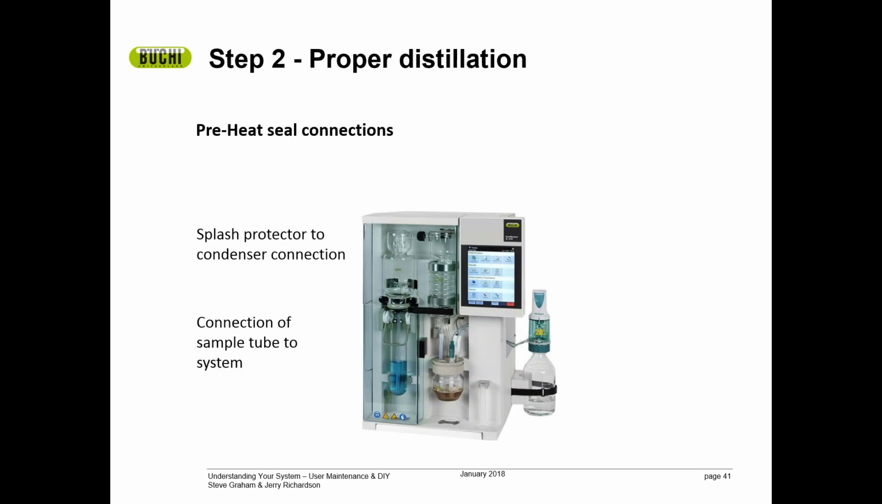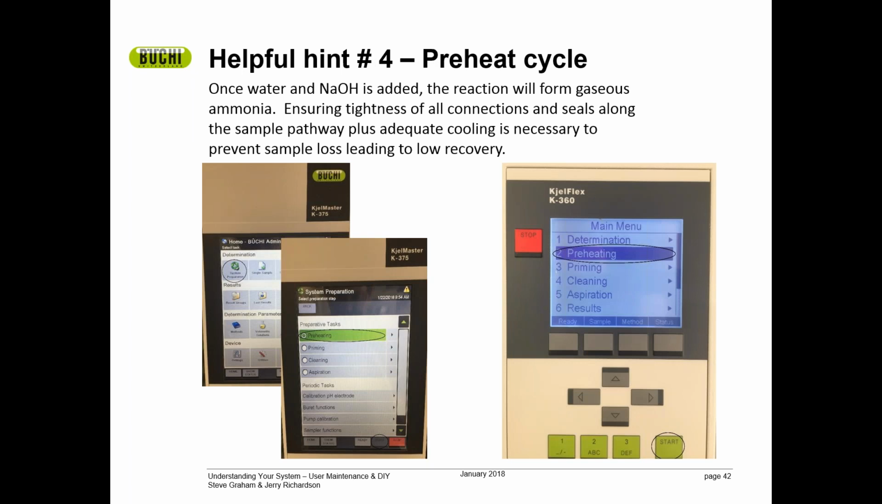Okay, so let's say everything is working great. The first thing you're going to do to have a great system is use the preheat function on the system. What this does for you is it heats up the two circled seals in this image. Those two seals are critical to getting good results. Here's another one of our helpful hints. The preheat cycle: always run the preheat cycle on your system before running samples.